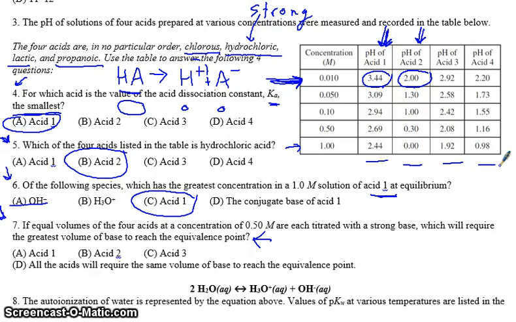Well, it turns out it doesn't matter how weak or strong the acid is, it can neutralize the same amount of base. So the answer is actually D. That's because even if it's a weak acid, it still has the same amount of H plus available to be neutralized. It just doesn't release it all at the same time. A strong acid just releases all of the H plus right away. A weak acid releases it little by little, you can say. But in a titration, all of the acids will require the same volume.